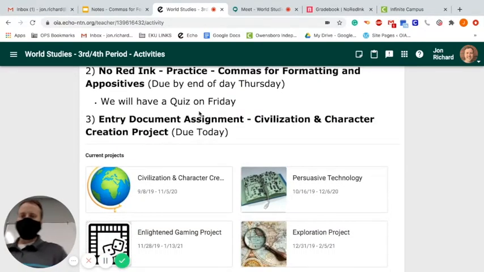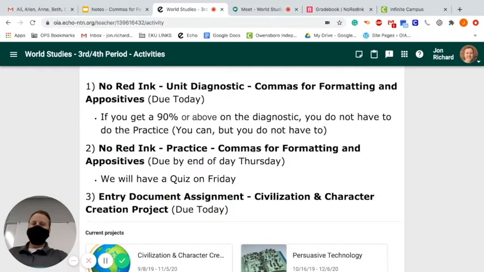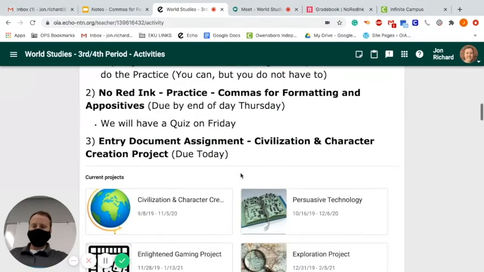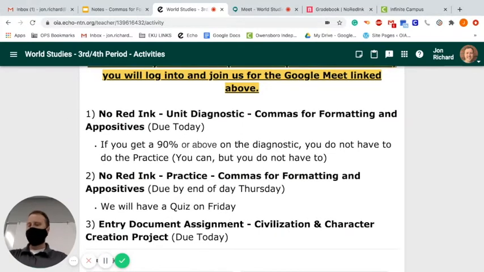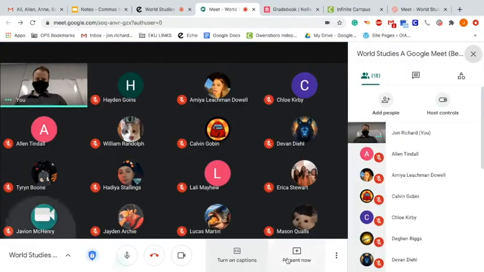So the next thing after you've done the No Red Ink diagnostic and the No Red Ink practice, then you're going to move on to the entry document assignment, okay? So this is the civilization and character creation project. We're going to move on to that. But let's take time right now to go ahead and do the No Red Ink. So log in, do the diagnostic. I've talked for a while, so I'm going to give us until 10:30. So about 18 minutes to work on that. So get logged in, and at 10:30 we will go back and move on to the next thing.